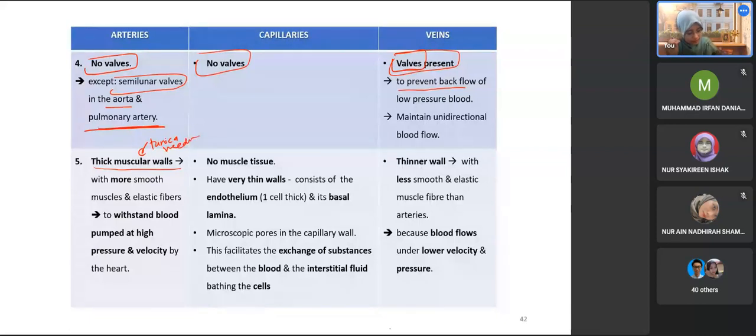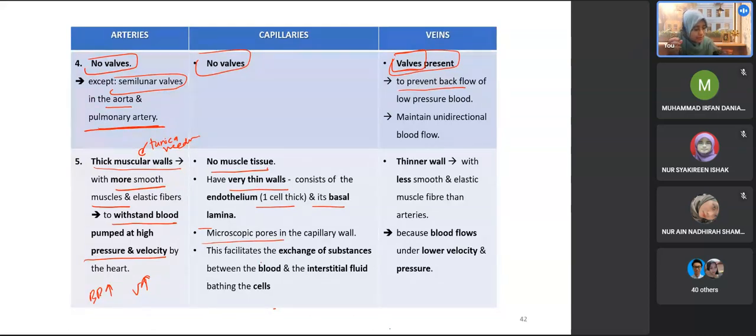Tunica media consists of more of the smooth muscle and also elastic fibers. This is to withstand high blood pumped with high pressure and velocity by the heart. So blood pressure is high, velocity is also high. And then for the capillaries, it has no tunica media, no tunica adventitia. It only has the endothelium layer. So it is very thin. It is only one cell thick and it is wrapped by basal lamina. It also has microscopic pores.